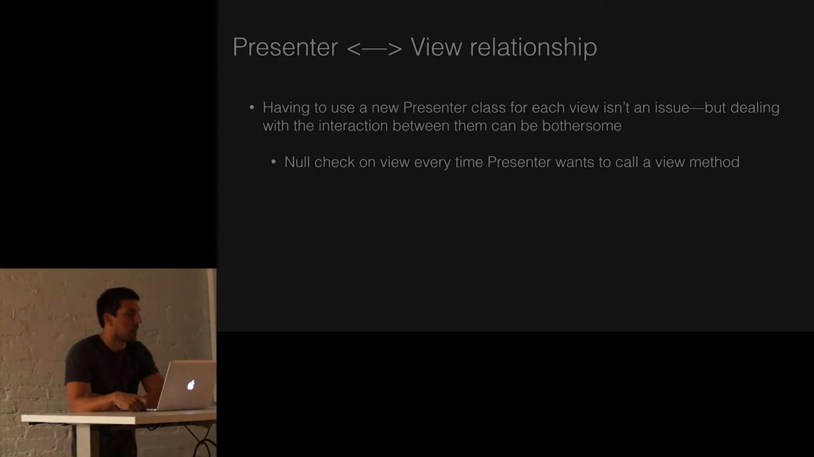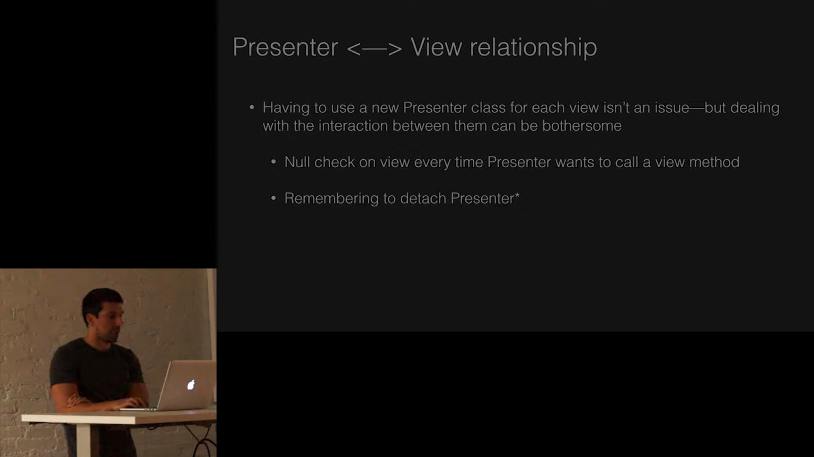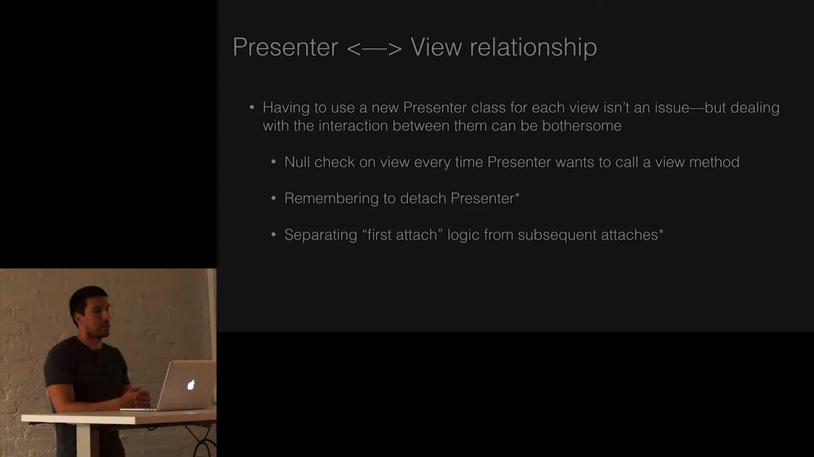So again, if you're using a singleton or scoped singleton presenter that is going to be around through many iterations of a view's lifecycle, then you're going to have a nullable view as a property or field on that presenter. So anytime you want to call into it to update, you'll have to do a null check. You have to remember to detach the presenter in the view when it's being destroyed, and then separate first attach logic from subsequent attaches. The first time a view attaches to a presenter, you probably want to trigger some load. You may have triggered this before, which is probably the better way, but if you attach the presenter, you want to trigger it to load the data that the view needs.